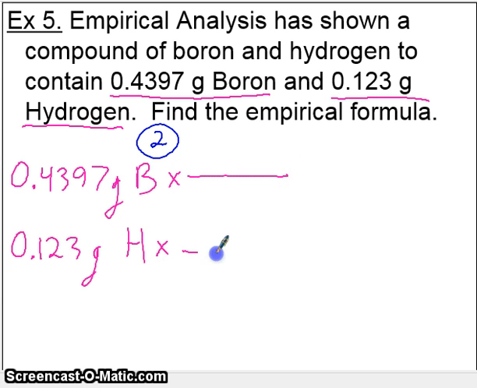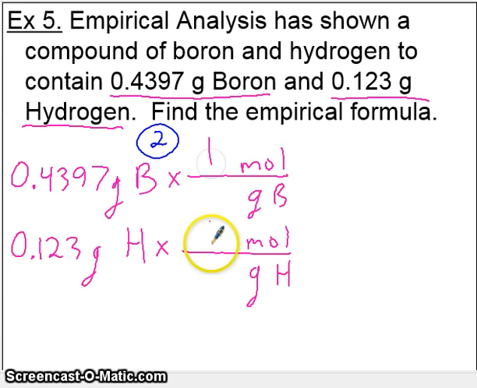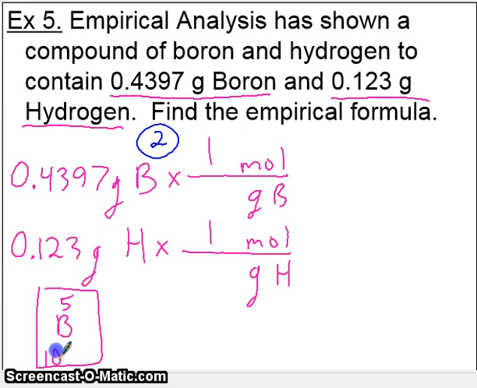And to do that, we'll divide by the molar mass from the periodic table. Grams go on the bottom, grams of boron, grams of hydrogen. Moles go on top. How many moles? 1 mole, exactly right. The grams from the periodic table for boron, if you take a look at boron's atomic number 5, should be 10.81. So we got 10.81 for boron. We got 1.01 for hydrogen.